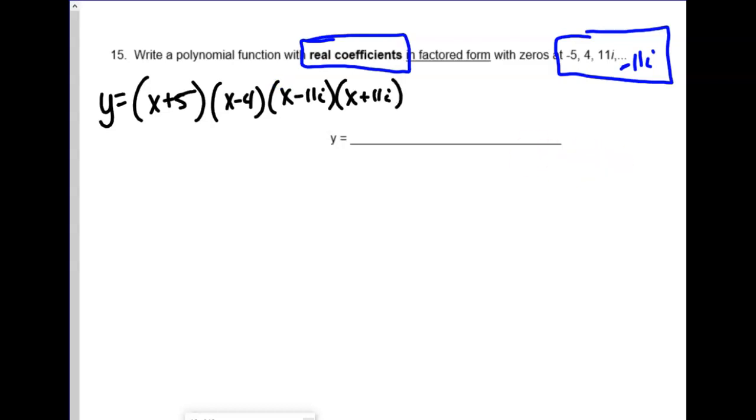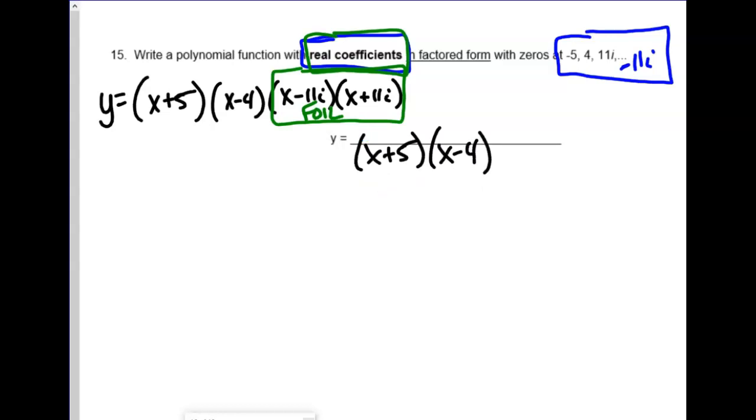And if this is what I wrote down, a teacher would be very sad because that means I can't read. It does say real coefficients only. So these two right here are not real coefficients. There's an i in each of them. So you're going to multiply these together. You're going to FOIL these together. But it's going to work out beautifully because when you multiply complex conjugates together, they turn out beautiful. All right, so I'm going to keep the x plus 5. I'm going to keep the x minus 4. But what happens when I FOIL this together? I get x squared.